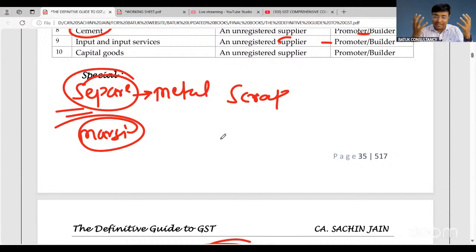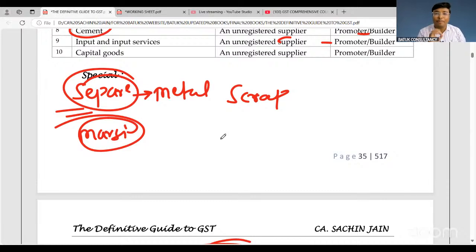Then we covered the discussion on Section 9, that is the charging section. The Central GST will be applicable on all intra-state supply except alcoholic liquor for human consumption, and the highest rate of GST will be 20%. But on 5 petroleum products, the GST will be applicable from a future date.